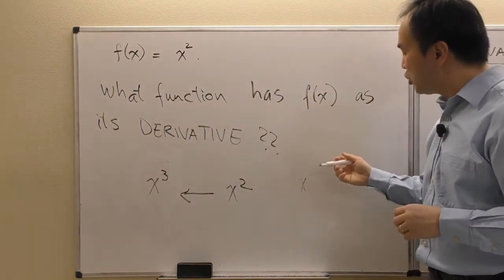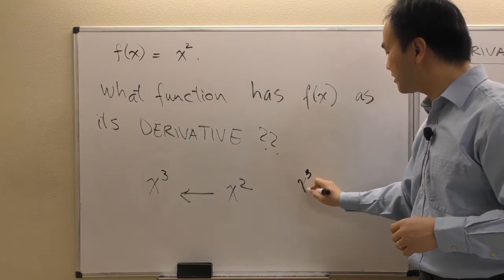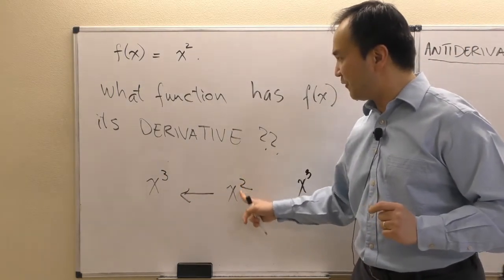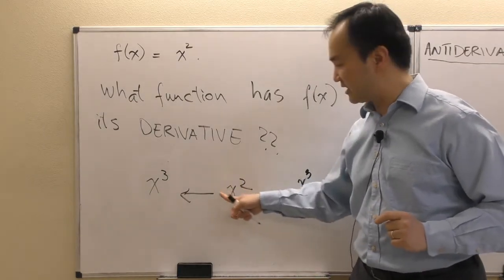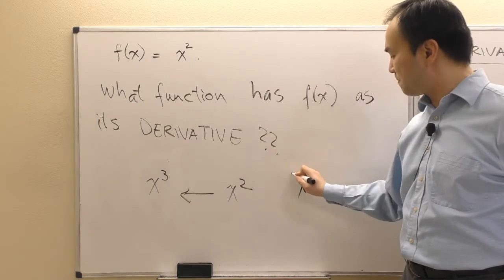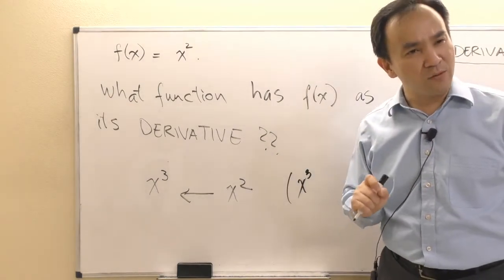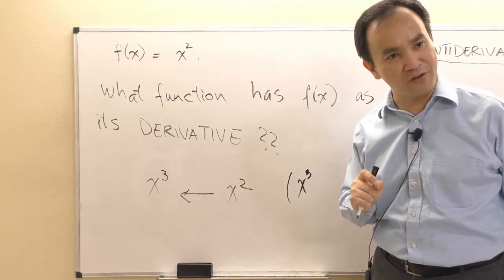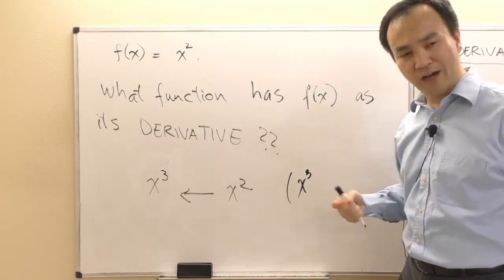Let's look at x cubed. We thought we were done: from x squared, trying to find the function that has x squared as its derivative, we think it's x cubed. But when you're doing this kind of work, you already have a perfect way to check whether you have found the correct answer. How do we do that?